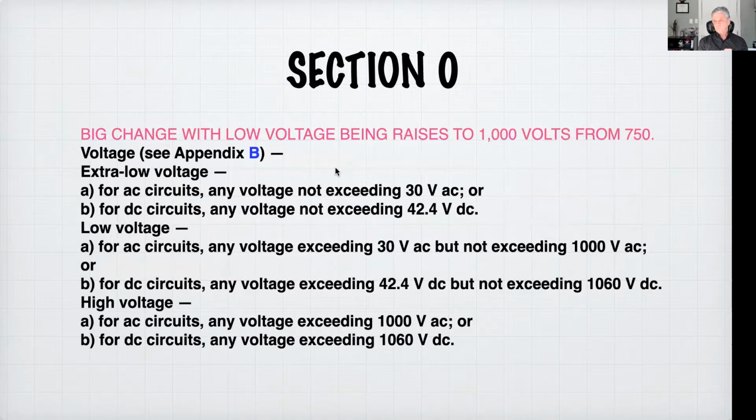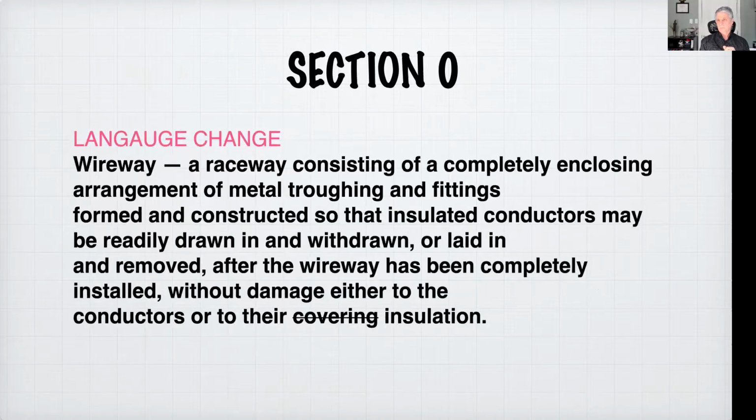Now, a big change: low voltage has been raised to 1,000 volts from 750 volts, and also the addition of DC voltages. So now we have 1,000 volts AC considered low voltage. This is just a very small change: covering has been changed to insulation.